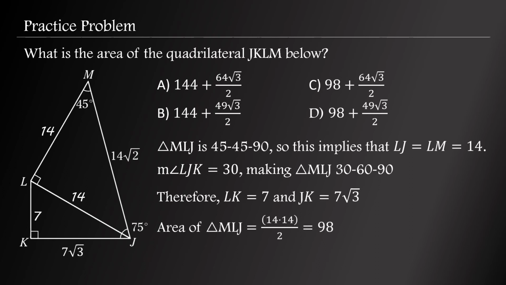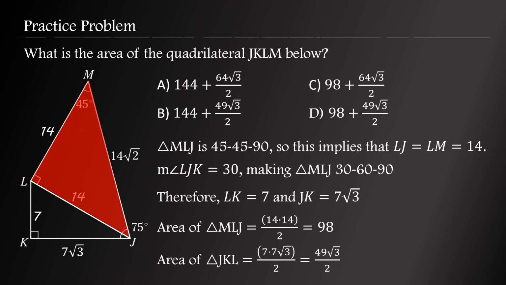So the area of MLJ is equal to 14 times 14 over 2, or 98 square units. And the area of JKL is equal to 7 times 7 times the square root of 3 over 2, or 49 times the square root of 3 over 2 square units. The total area, once again, is simply the sum of these two areas, which means that D is the correct answer.